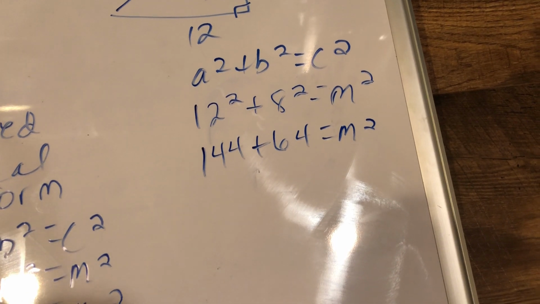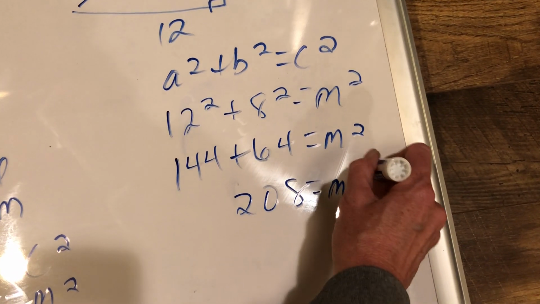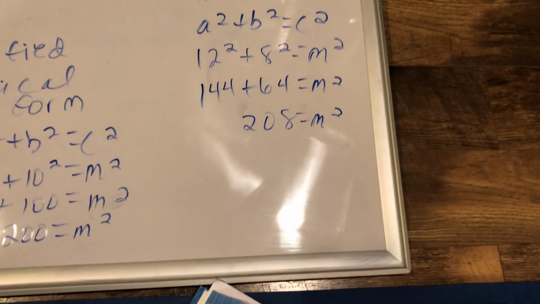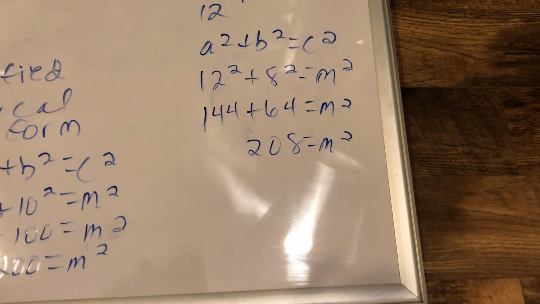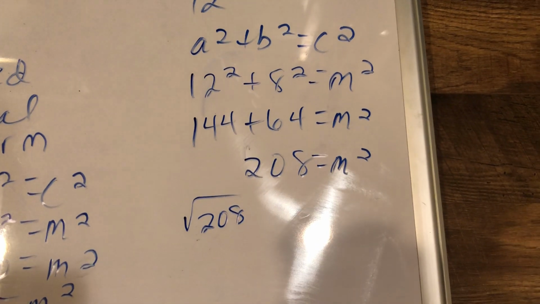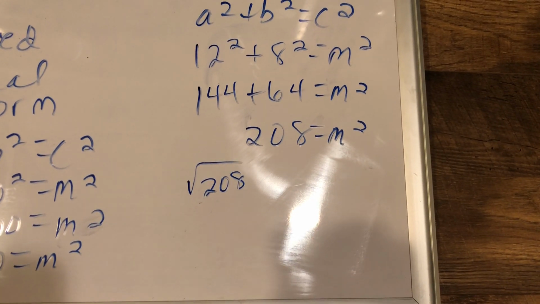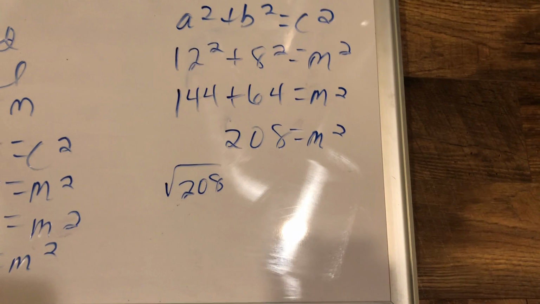And then when we add 144 and 64, we get 208. And then we want simplified radical form. That means we have to take the 208 and take the square root of it. And 208 doesn't have a perfect square root. It's not a perfect square.